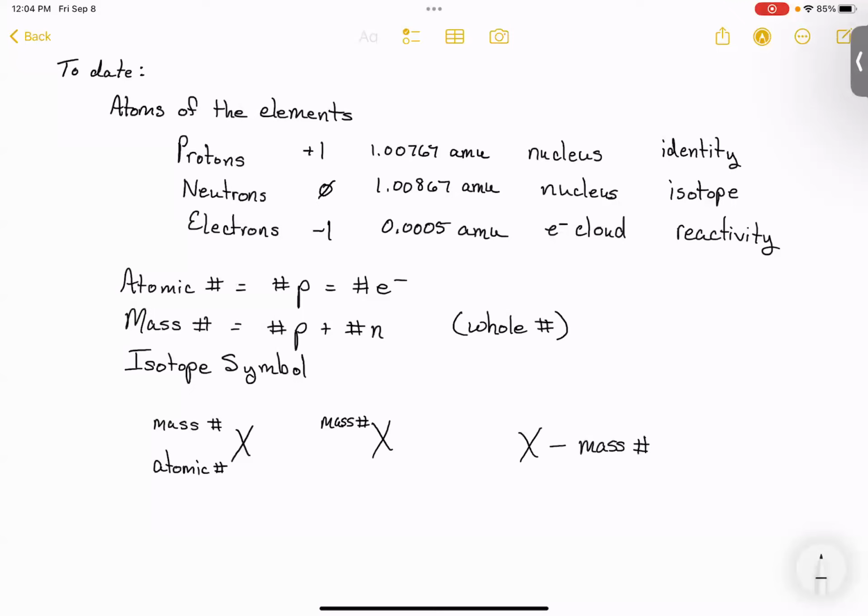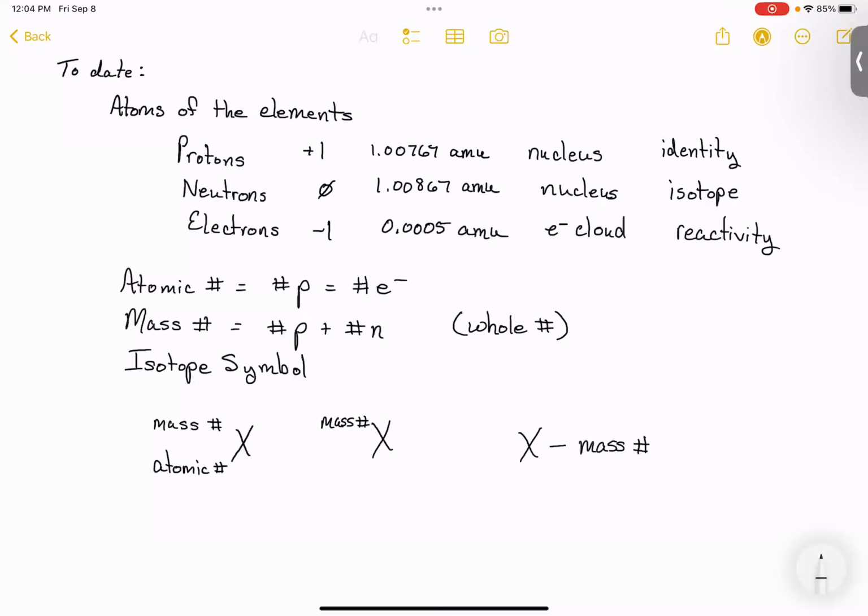Some other terms we talked about included the atomic number. The atomic number is found on the periodic table. In the one on the wall, it is the blue number up at the top of each square. That number is representing the number of protons. It also, in a neutral atom, will tell you the number of electrons.